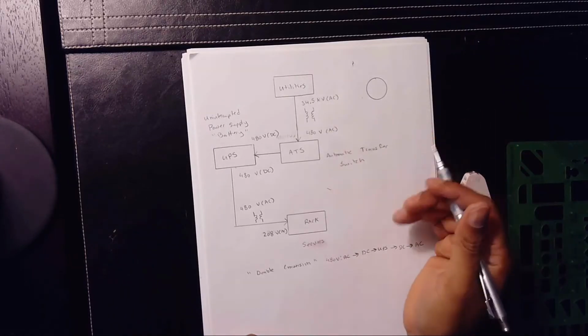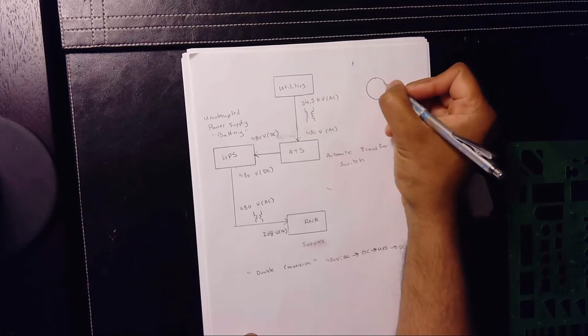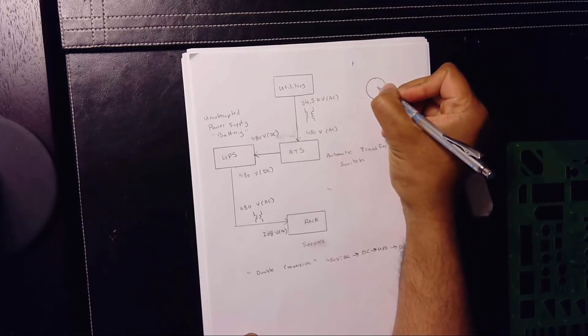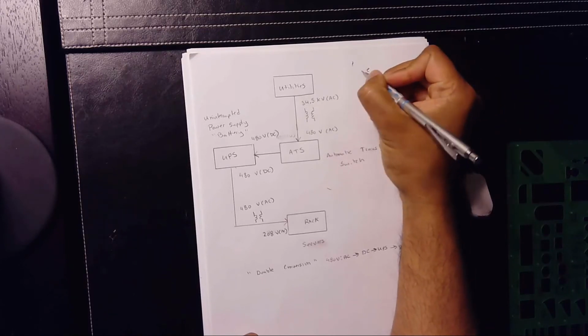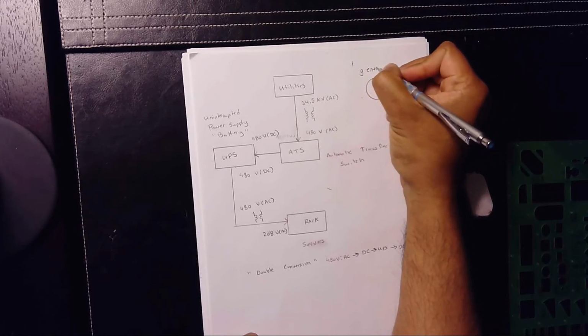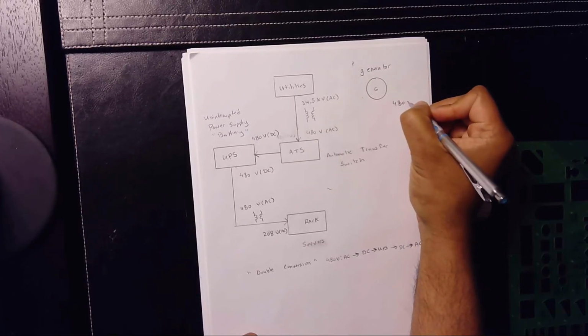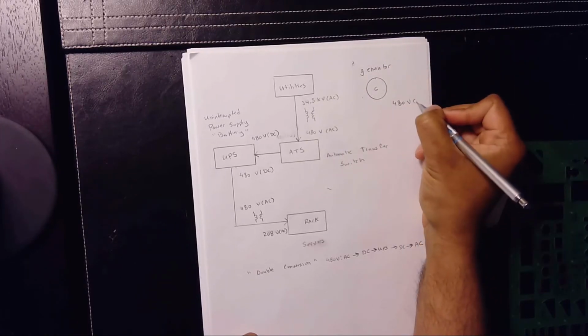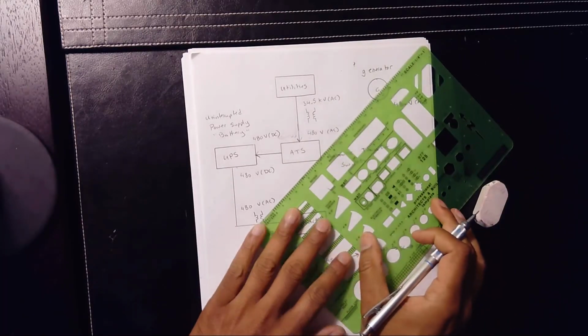But there is something else. Let's just say your utility goes out. What happens then? Well, your generator, we're going to call it a G, generator, right? And we're going to write generator. Your generator supplies at 480 volts AC. And it simply is going to supply here.